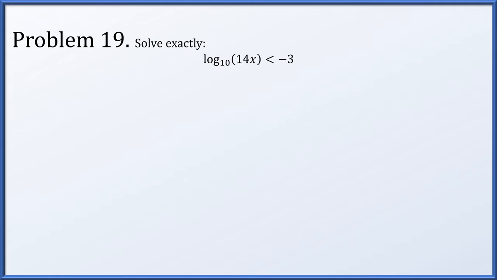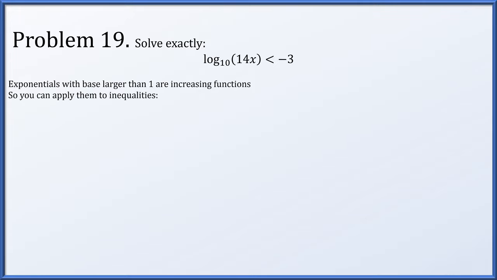In problem 19, we're going to exactly solve the inequality: log base 10 of 14x is less than minus 3. Exponentiation with a base larger than 1 is an increasing function. As you move from left to right, the graph goes up. Plugging a smaller number in compared to a larger number outputs a smaller number compared to a larger number.